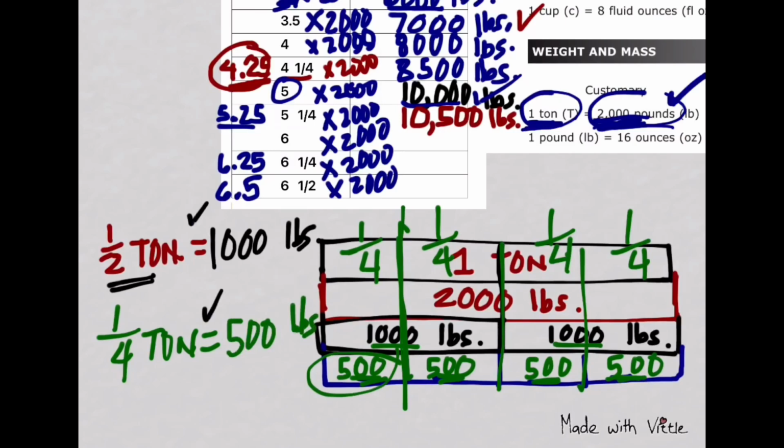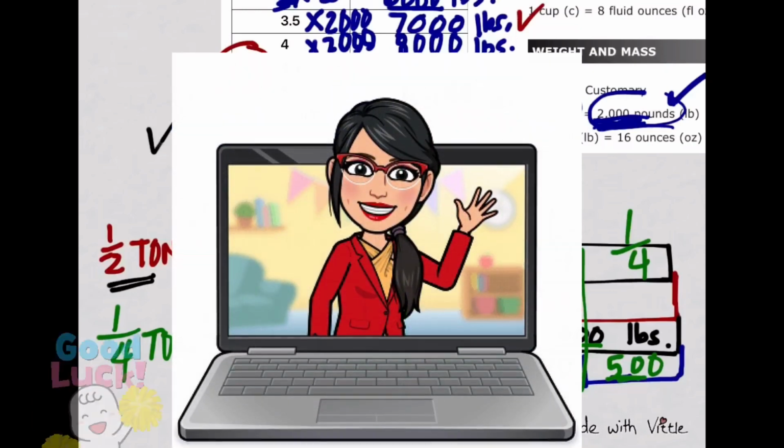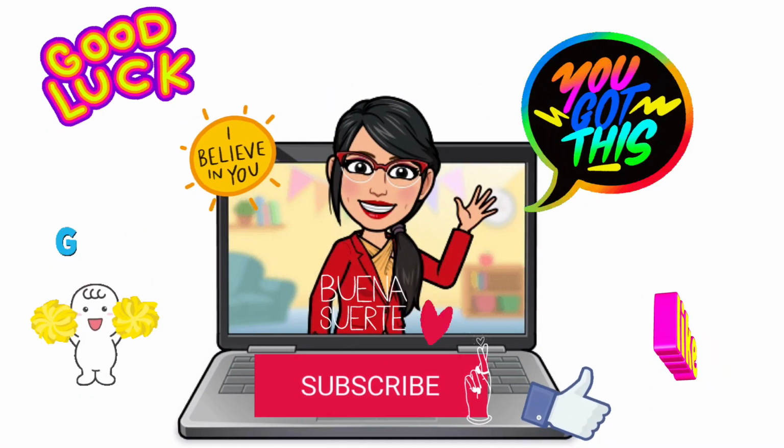Now, does everything make sense now? Okay, so using fraction bars, common sense, using ratio tables, even setting up a proportion will help in converting within customary system. Good luck on your homework, and I'll see you in class.